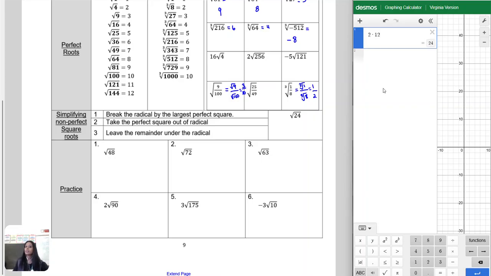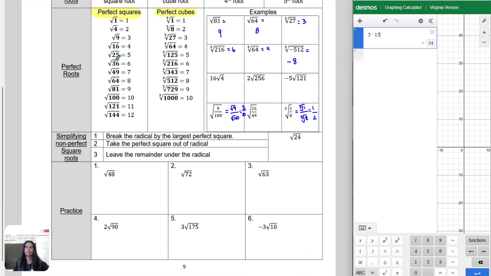But if you notice, square root of 2 is not a perfect square, and square root of 12 is not a perfect square. So these two numbers don't work. What other numbers give you 24? 6 times 4 is 24 as well. Now, if you notice, 6 is not a perfect square, but 4 is a perfect square.